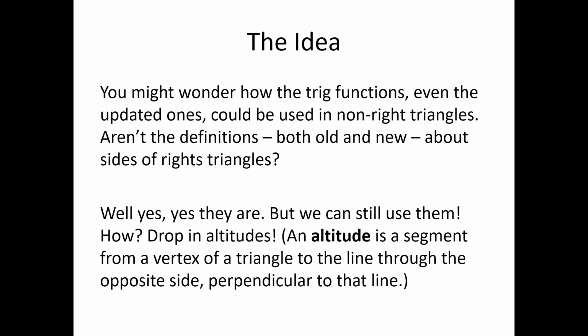Well, the way that we clear this hurdle is that we drop in altitudes. And what is an altitude? An altitude in a triangle is a segment from a vertex to the line through the opposite side, perpendicular to that line. That is, it's just a perpendicular from a point to a line, which we know from the previous chapter always exists. So an altitude can always be constructed from any vertex of a triangle. And when we do this, we get right triangles.